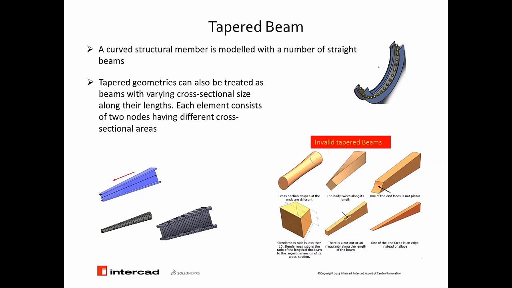Other than this, if you have a curved shape, a tapered shape, or a straight structural member, you can simply convert it to a beam. They have joints and neutral axis.